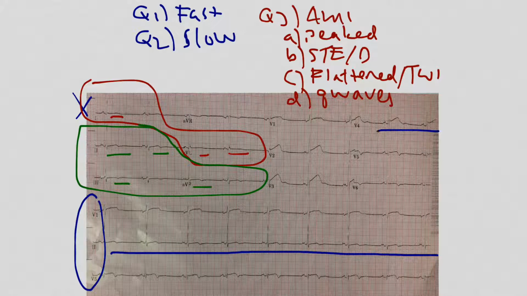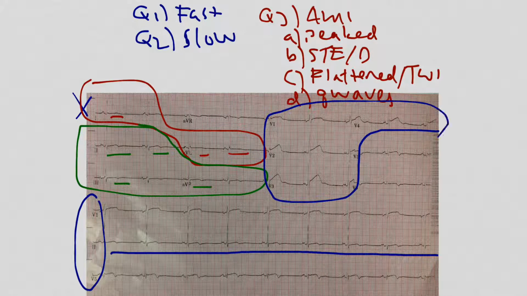Now we'll look at the anterior leads, which are V1 through V4. At this time, I don't see any peaked T waves, but I definitely see what looks like ST elevations in V2, V3, and even V4. And finally, completing our lateral leads, we'll look at V5 and V6. Here we don't see any peaked T waves, but again, it looks like there may be some subtle ST elevations in V5 and maybe flattened or T wave inversions in V6.